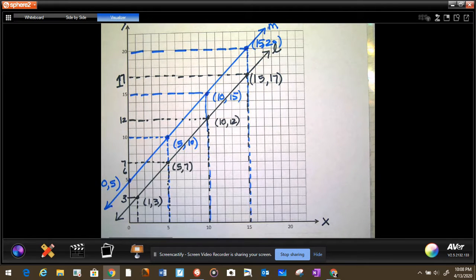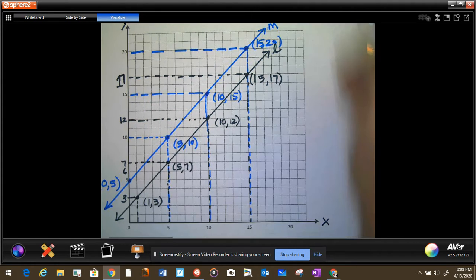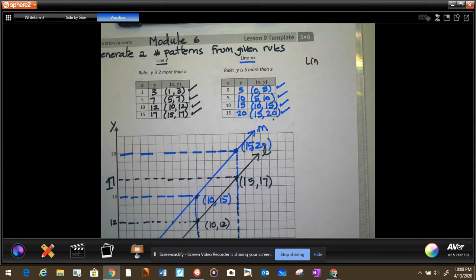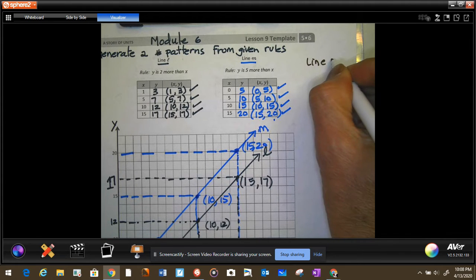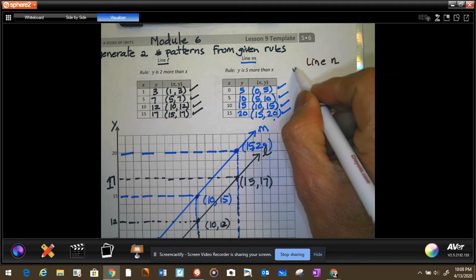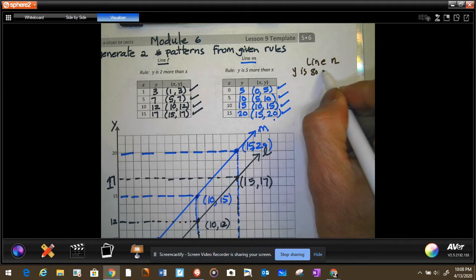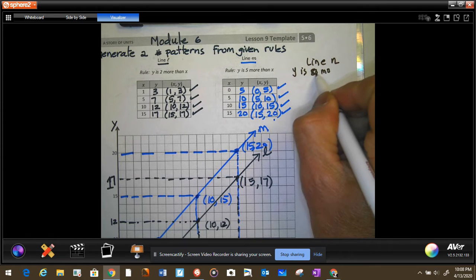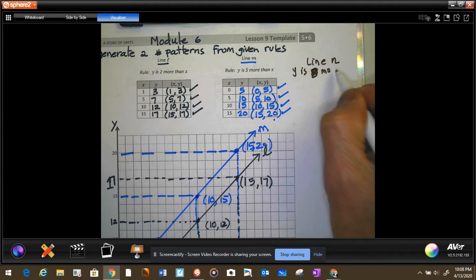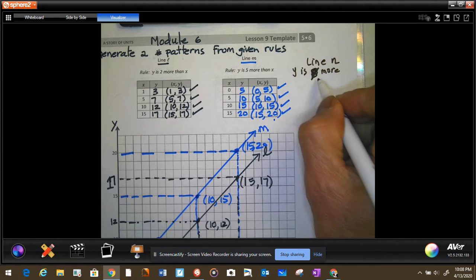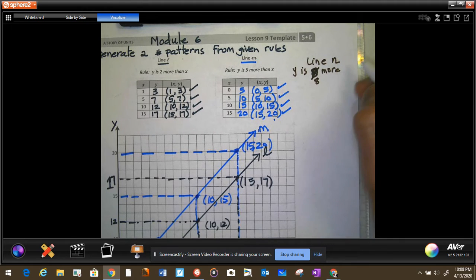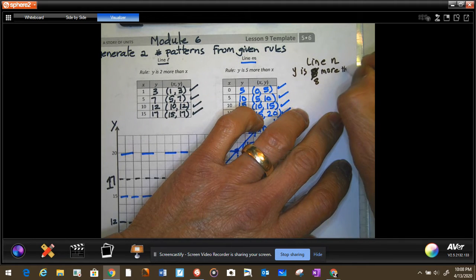Okay, let's do one last one. Let's see if this one helps. So let's do another one. Let me show you. This is called line N. And on this one, we're going to say that the rule is y is 8 more, not 80, 8 more. Let me cross it out. That's going to be 8 more than x. Okay, sorry about that, but that's how it worked.